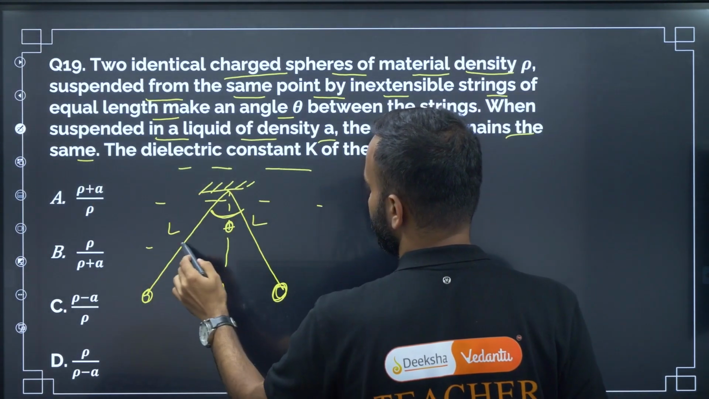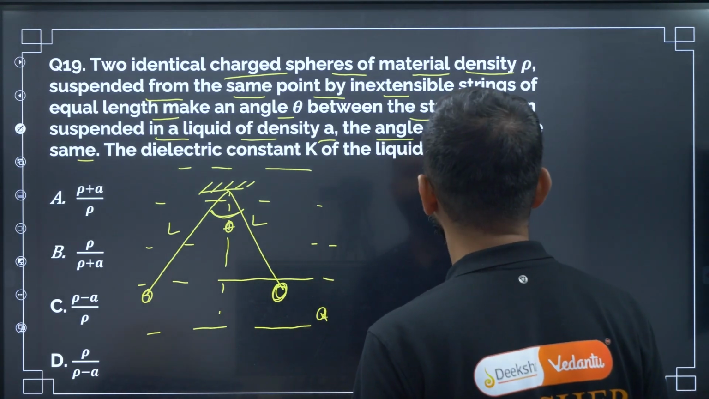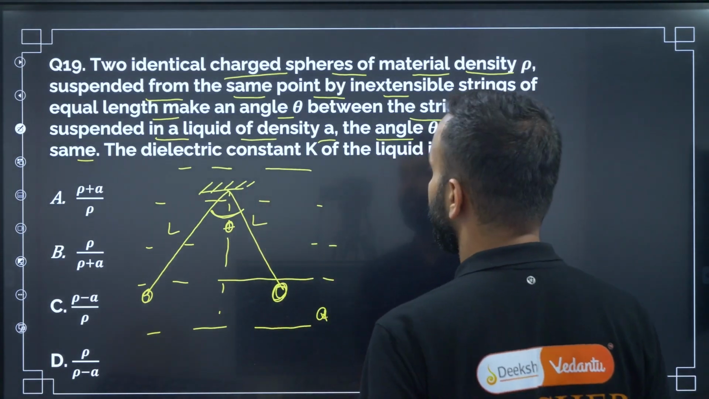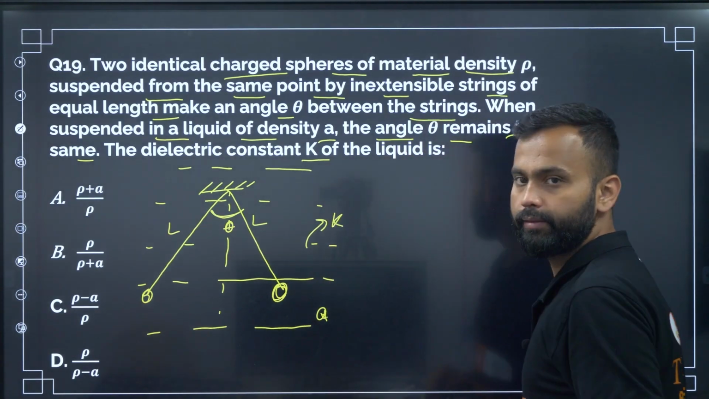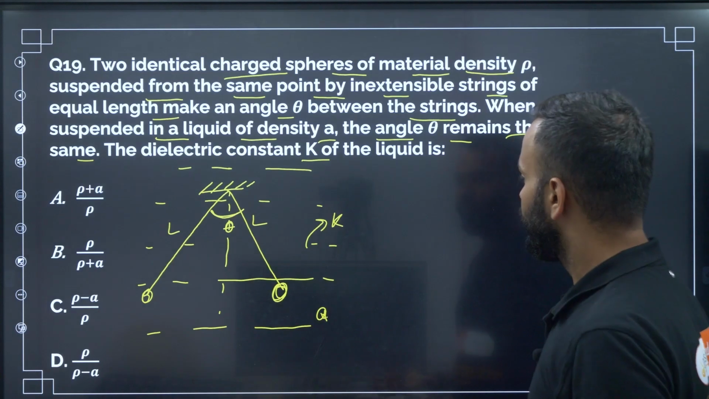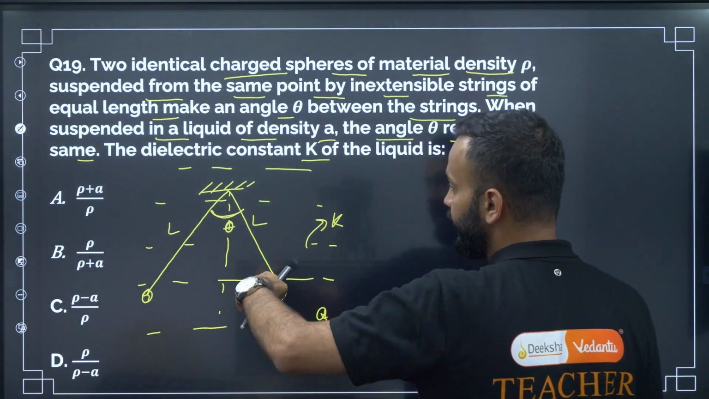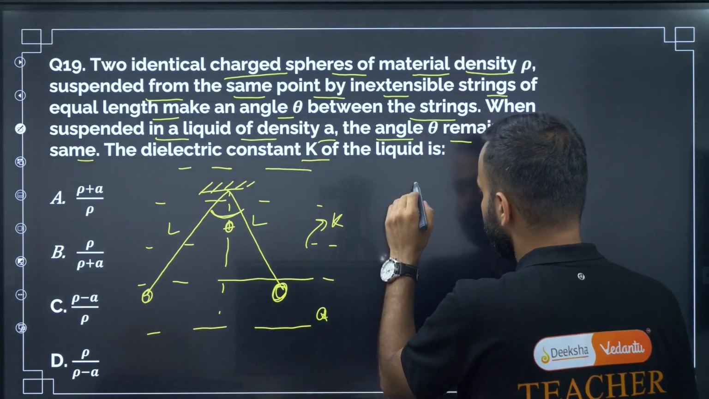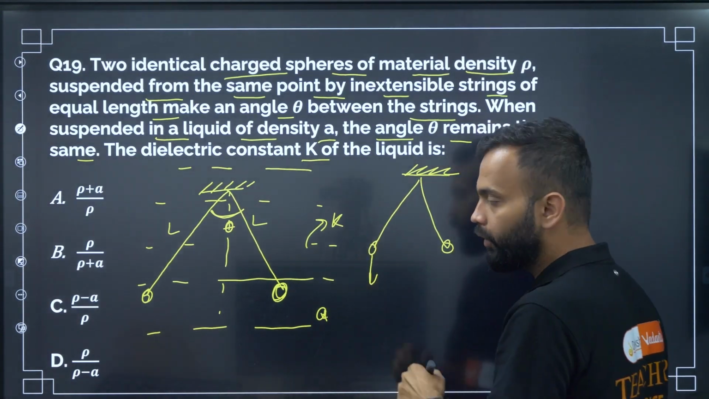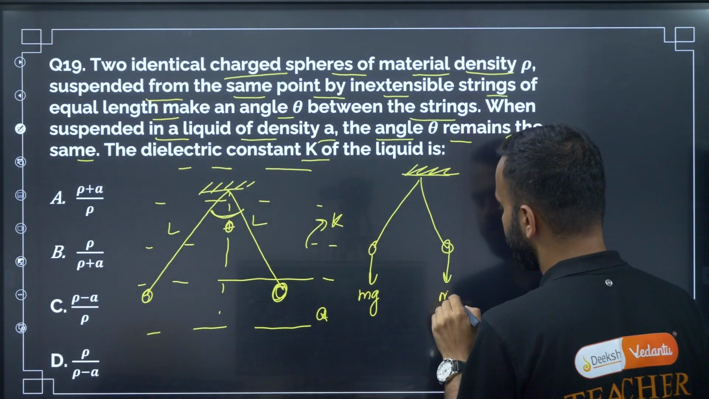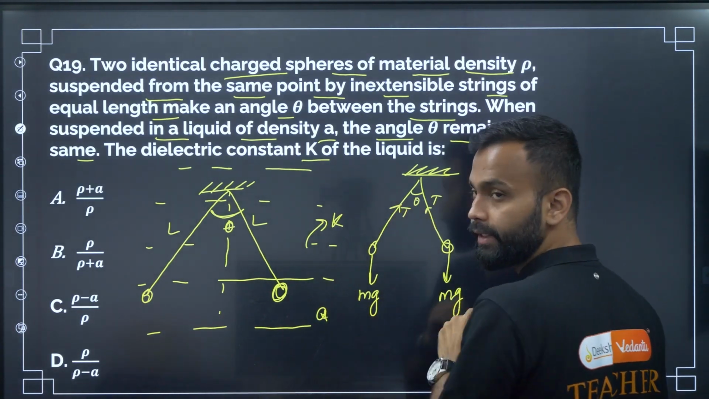Here this whole system is immersed in the liquid of density A, and the angle theta remains the same. The dielectric constant K of the liquid is, so we need to find the dielectric constant of this liquid. So how to find the dielectric constant using the given data? When the whole system is placed in air, the gravitational force acting on both spheres is mg, identical spheres. The tension on the thread is T, and here the angle is theta.